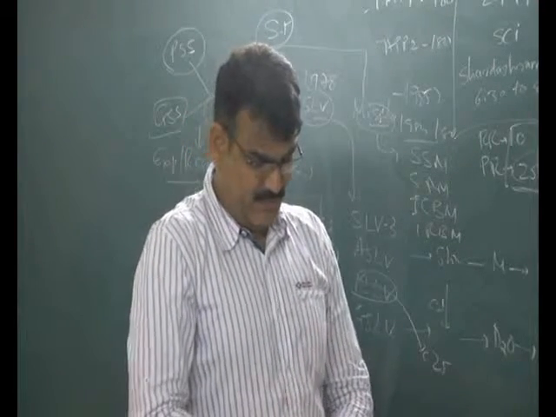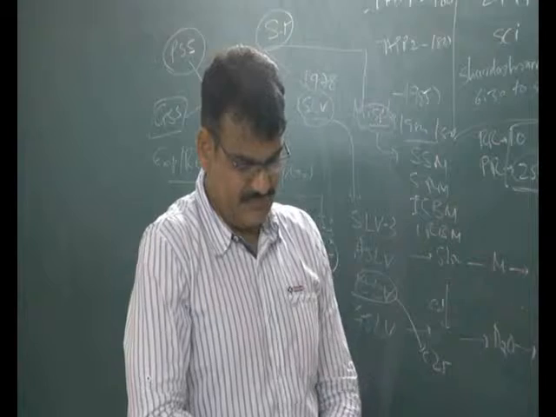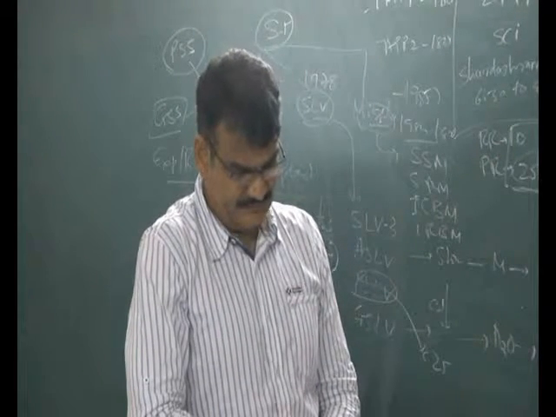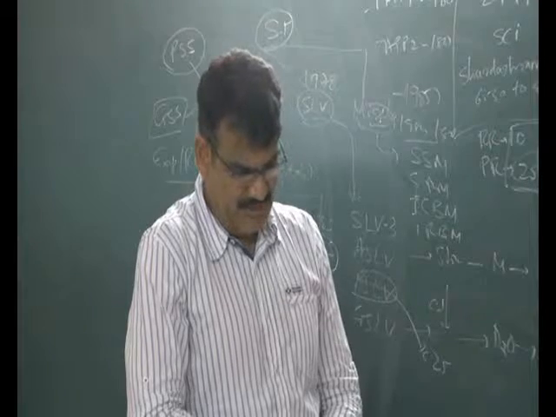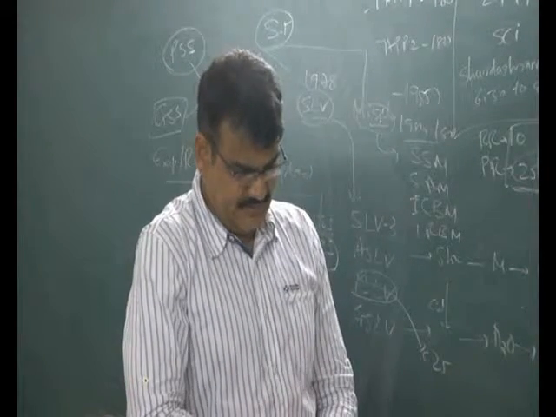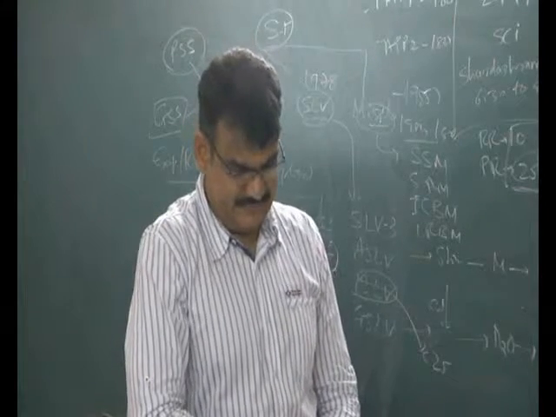So gunpowder is made up of what? Potassium nitrate, charcoal, and sulfur. Correct. So the answer is A. The next.